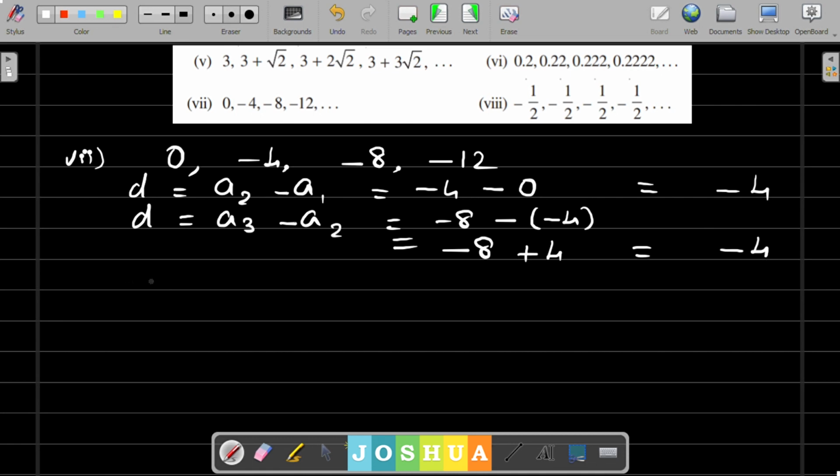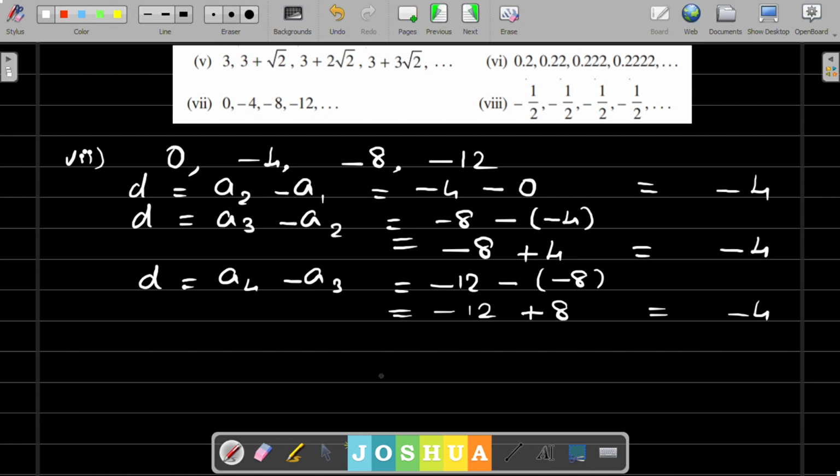Now the next case, d is equal to a4 minus a3. What is the value of a4? It is minus 12 and the a3 value is minus 8. So finally, minus 12 minus of minus 8 is plus 8, so therefore the difference is minus 4. So d is the same, therefore it forms an AP. So an AP is possible. It forms an AP, so in this case I am going to form the AP here.